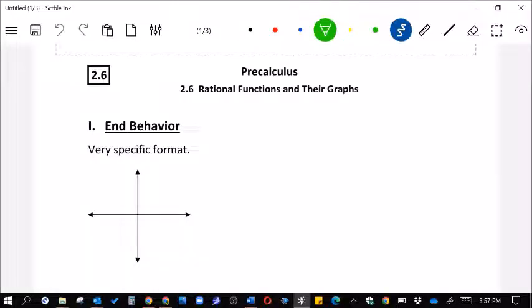Welcome. We're going to look at some things with the graphs of rational functions. Rational simply meaning a fraction as part of the equation. And we're going to start with a very specific end behavior format.